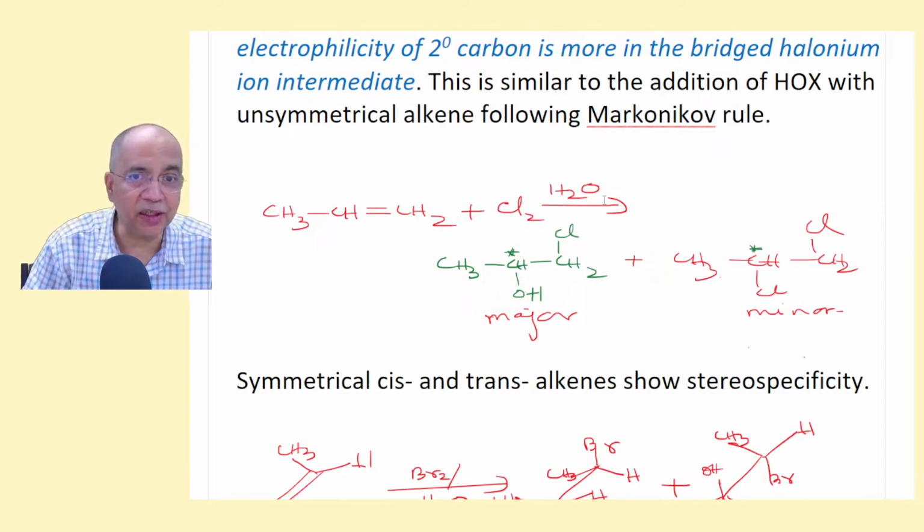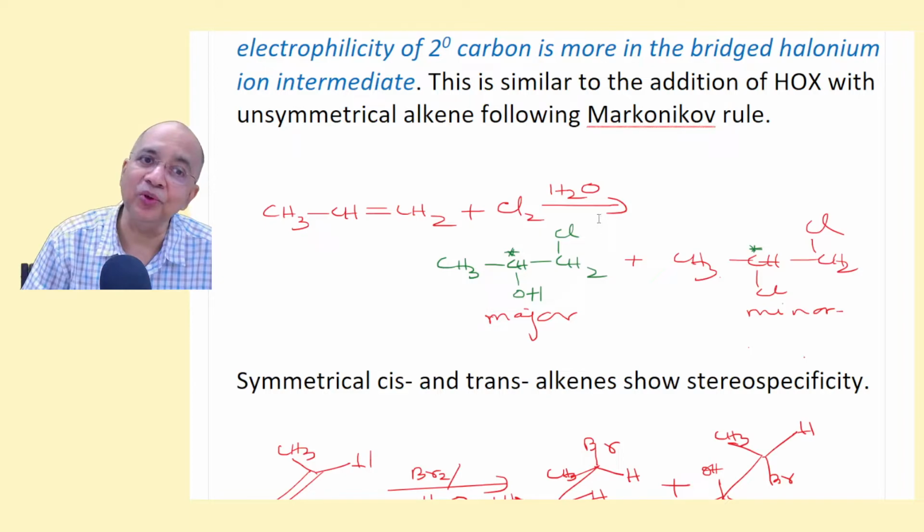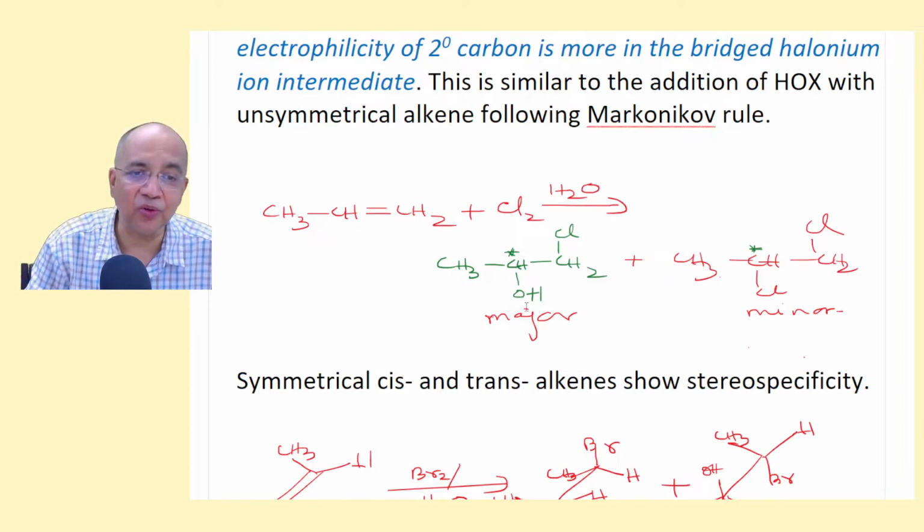Now see, chlorine water. The trick is it is HOCl. Your instructor will always say you consider this as HOCl and then apply Markovnikov's rule. OH will go to the carbon bearing less number of hydrogen atoms. So OH here, chlorine here. And of course, since chlorine is there, the dihalide will be the minor product. But the addition of HOCl is regiospecific.